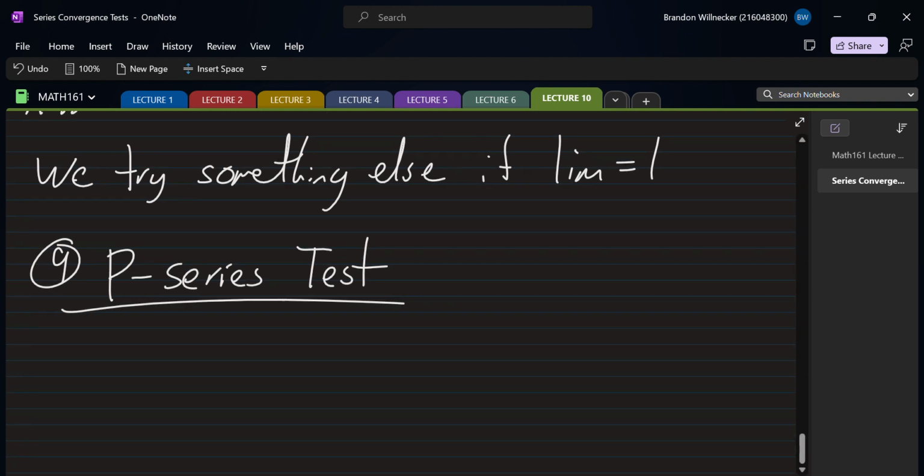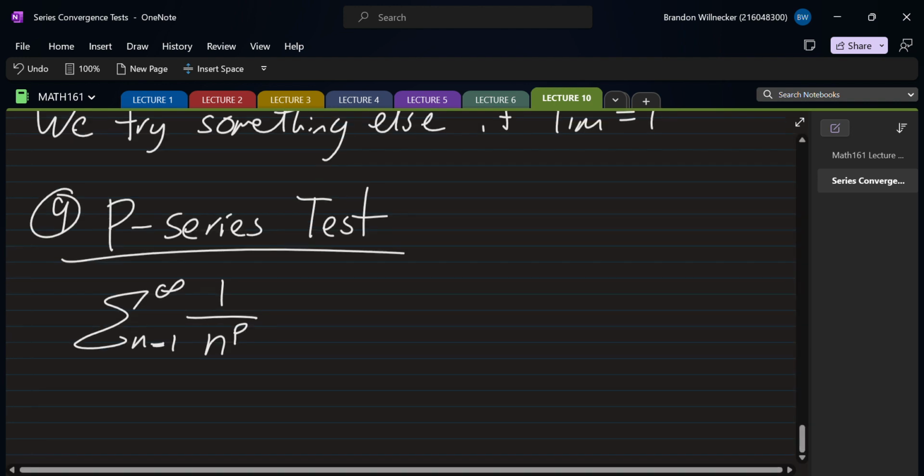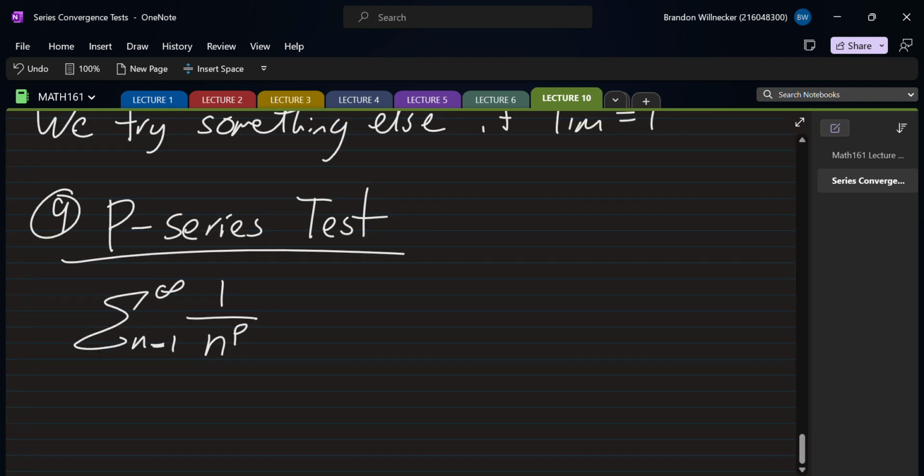Okay, so for this one, we are interested in series of the following form. We have the sum from n equals 1 to infinity, 1 over n to the p, so that's the power, p for power. If we have any series like this, we can immediately test for convergence based on the value of p. If p, or the power, is greater than 1, then it converges.